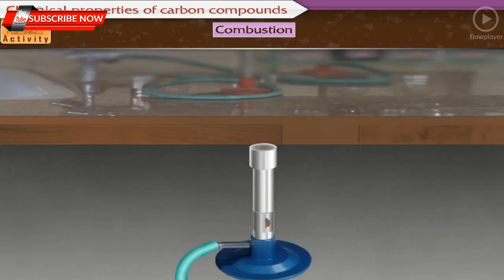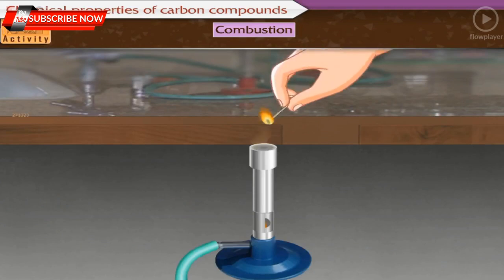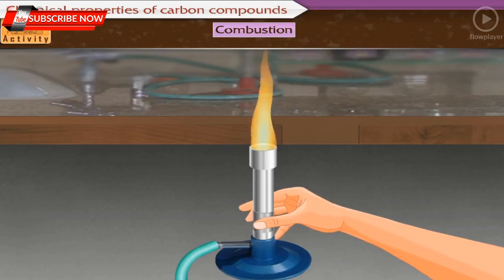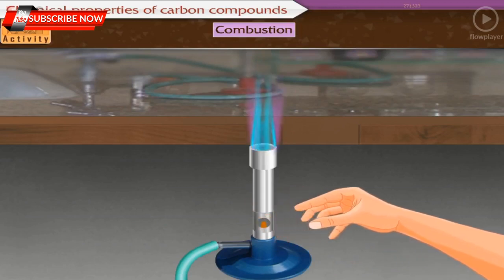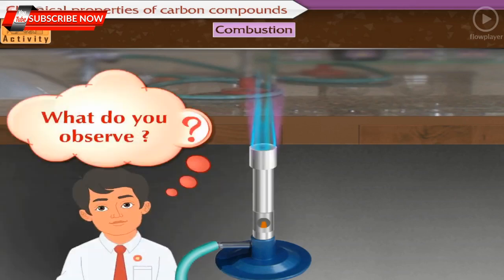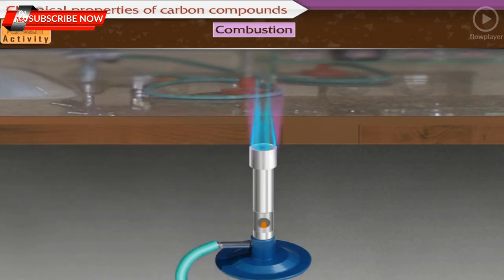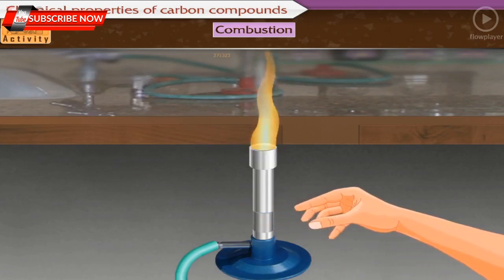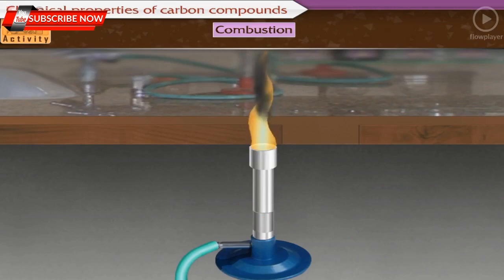Activity: let us turn on the Bunsen burner. Now let us open the air hole at the bottom of the burner by means of the movable ring around it. What do you observe? We observe a blue-colored flame. Then let us close the air hole and observe. We observe that the flame turns yellow and releases black smoke.